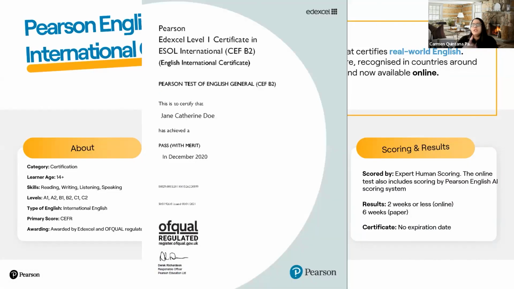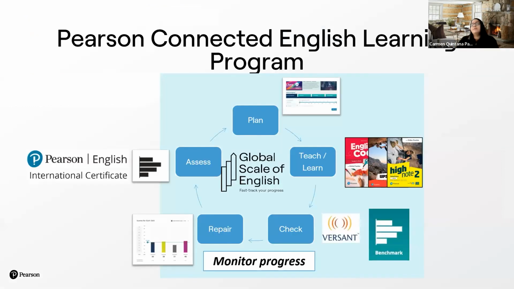Now, you might have noticed that the International Certificate is mapped to the CEFR. We've been talking about the GSE so far. As I said, they complement each other. And we know that that's important to highlight.